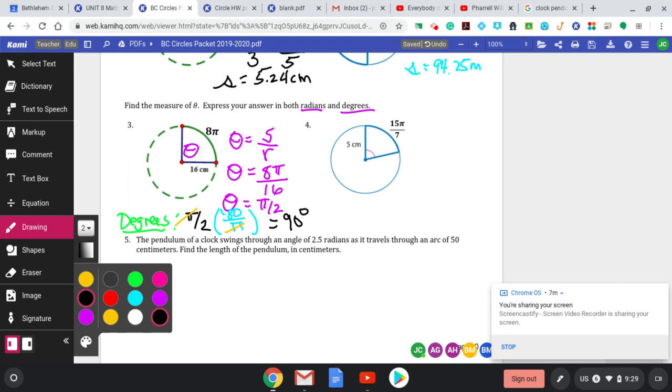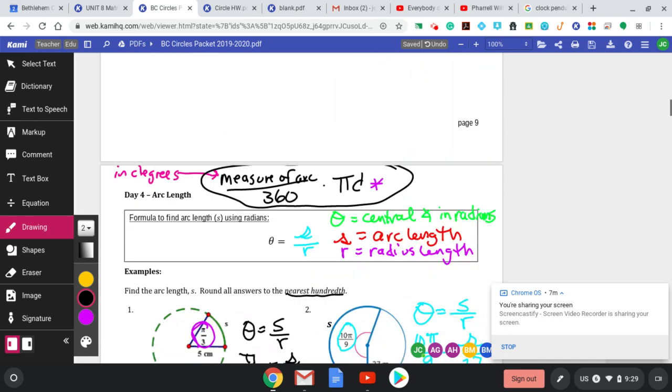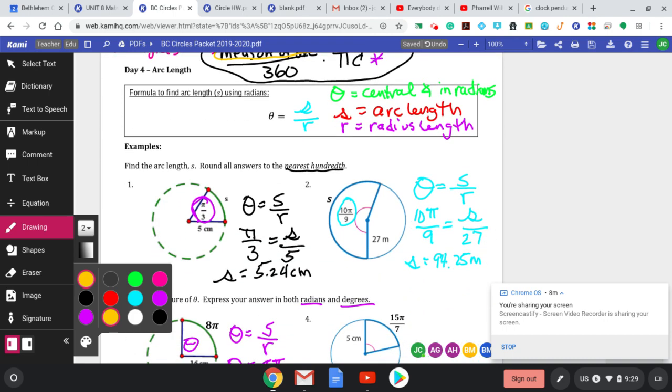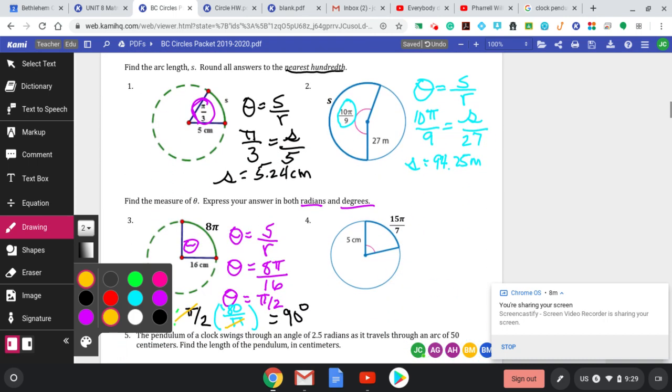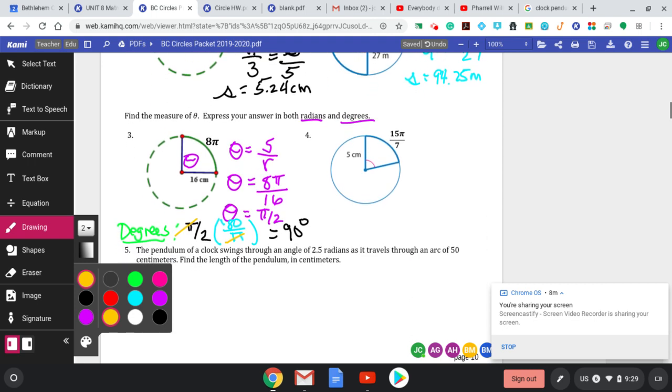Okay? All right. Again, could you have started with this formula on top and solved for the measure of the arc? You could have. That would have gave you your answer in degrees. Then you could convert in the radians. I just think this formula here, theta equals S over R, is a little bit shorter, a little easier to work with. So that's why I solved for radians first. All right, let's go to 4.